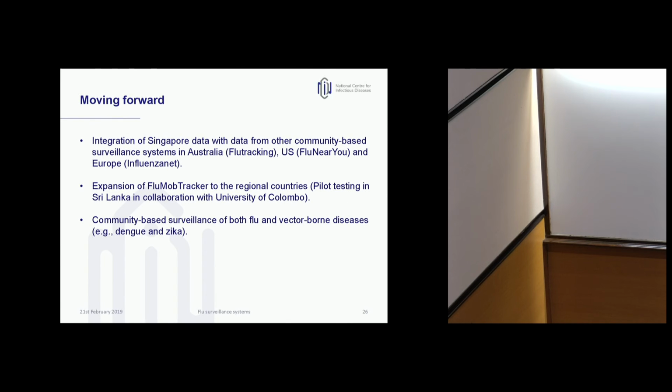So moving forward, there are a lot of what we call community-based flu surveillance systems around the world. In Australia, it's called Flu Tracking. In the US, it's called Flu Near You, and in Europe, it's called Influenza Net. So we are in touch with these groups, and we thought eventually if we are able to build out a big database here in Singapore, it will be interesting to integrate our data with these other systems, because Singapore is at this junction, right? We get travelers from the north and the southern hemisphere, and it's not very seasonal for us. We get flu cases all the time.